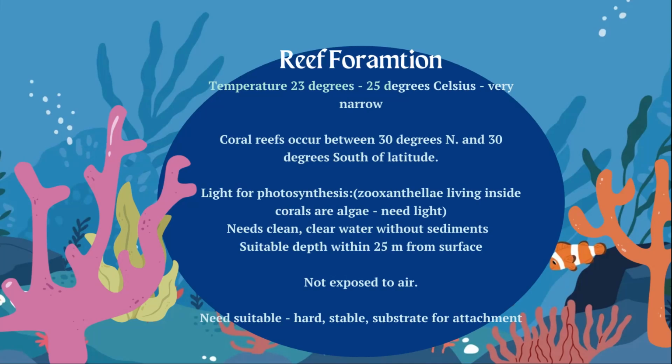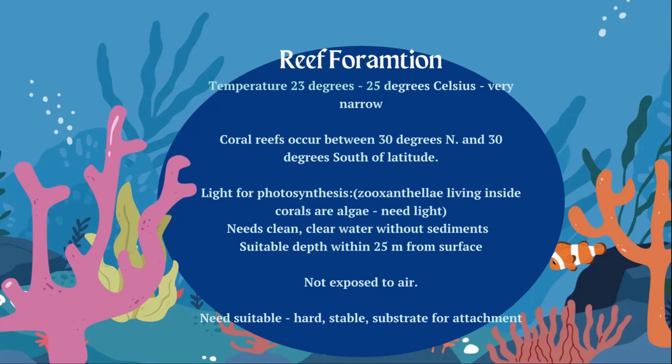Now, they also need sunlight because we just said that they have a relationship with zooxanthellae. We talked about this relationship also in chapter 2 when we said mutualism. An example is zooxanthellae and coral. Another example would be boxer crabs and sea anemones, meaning they both benefit. So zooxanthellae live inside of the coral. The zooxanthellae need sunlight, so they also need clean and clear water.